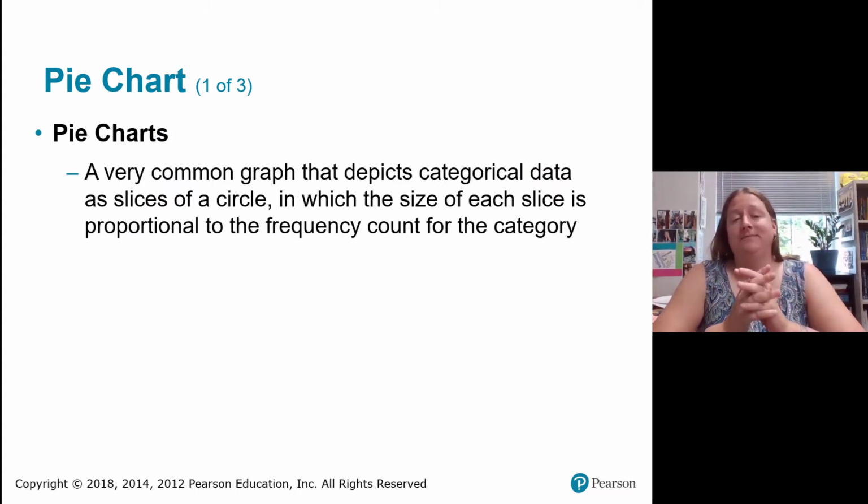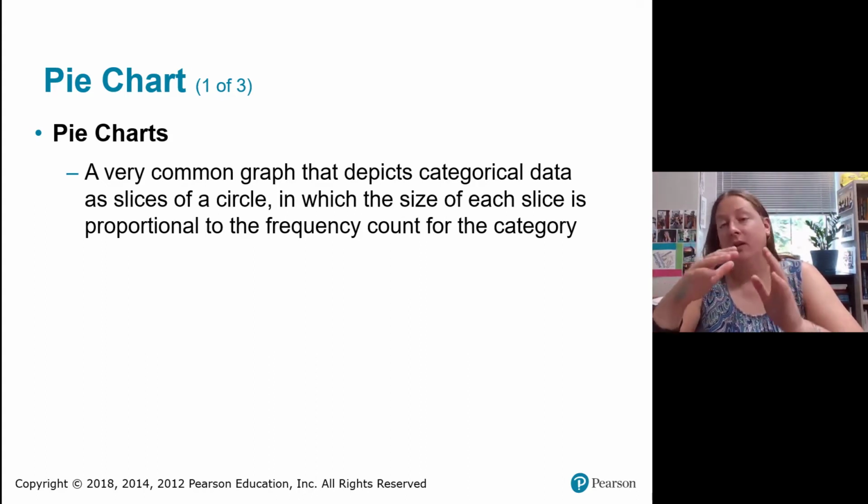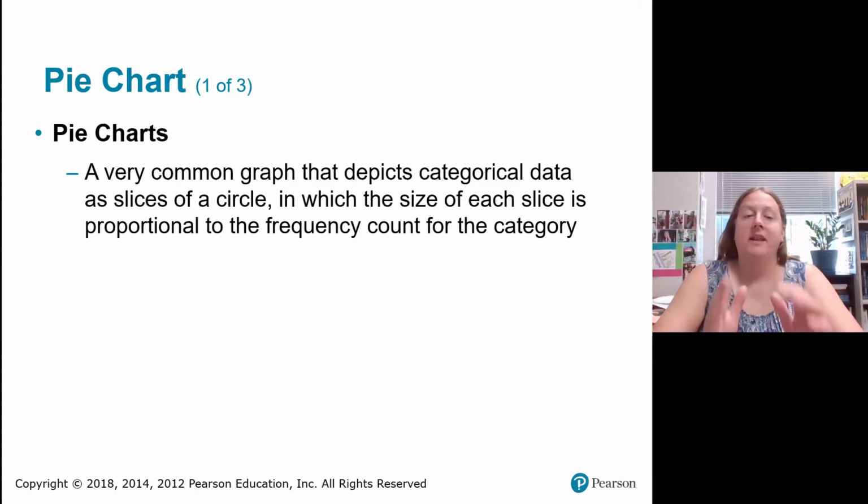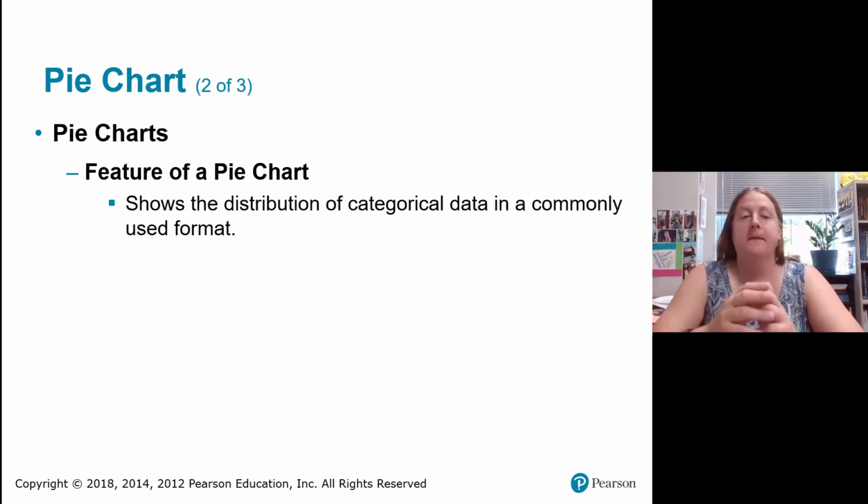A pie chart is also a very common type of graph that depicts categorical data as slices of a circle. So each slice is a size that's proportional to the frequency count of the category. To do this, we need that relative frequency value, that percentage, in order to know what percent of the circle each slice should represent.